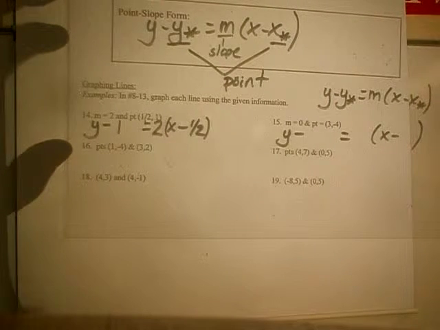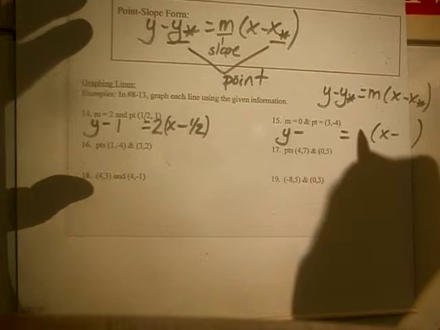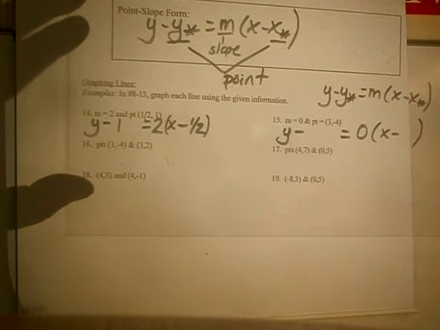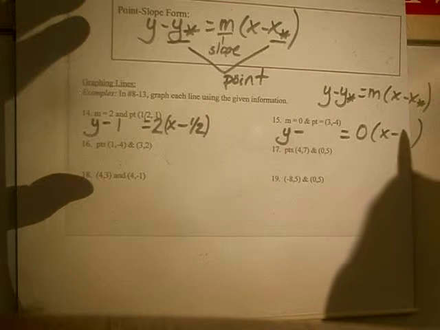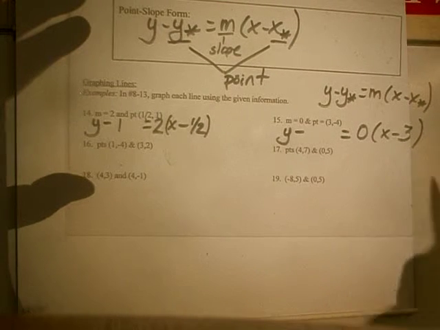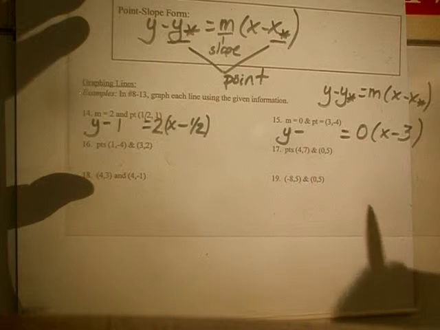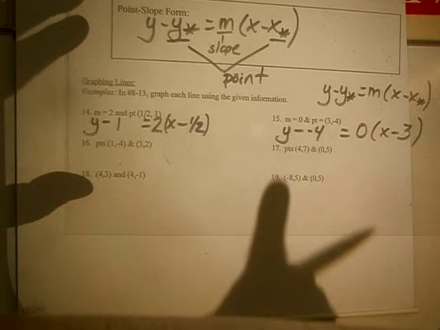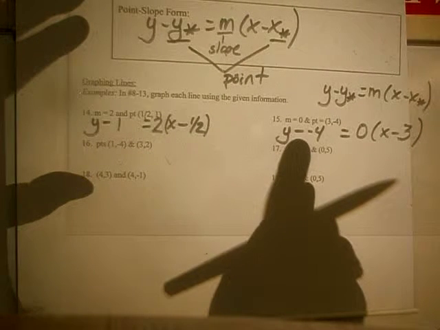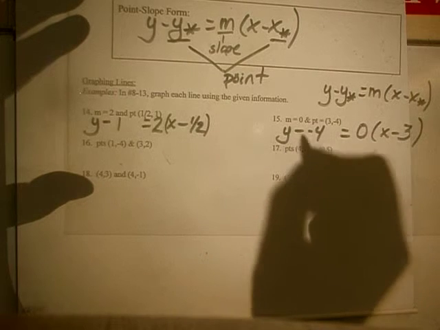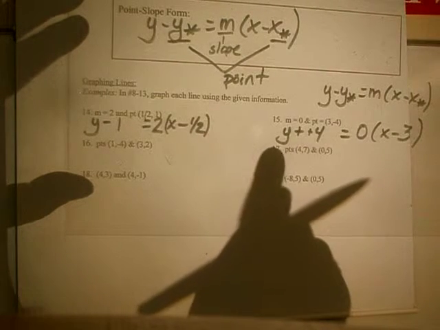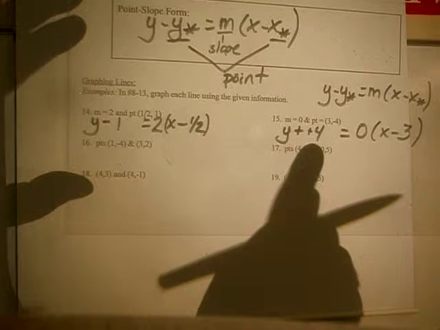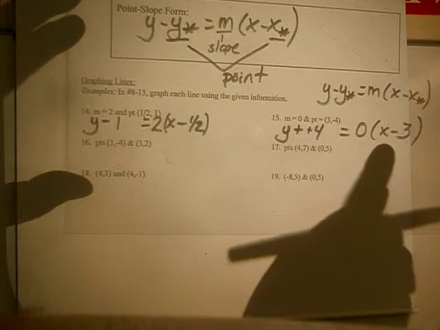First of all, the slope. Slope is 0. So that's going to go right here. Our point is 3, -4. The 3 is the x, so it's going to go over here by the x. And the -4 is going to go right here. And we can clean this up. Subtracting a negative is the same as adding. So our equation would be y plus 4 equals 0 times x minus 3.